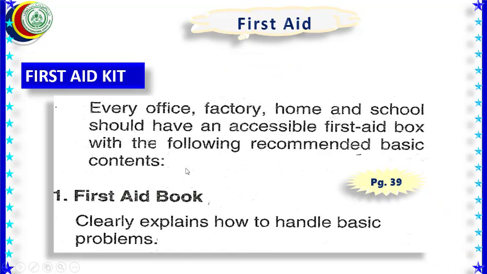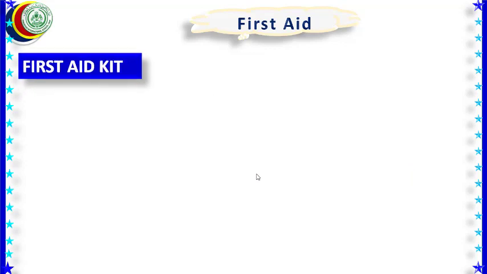Dear students, we are going to read about the first aid kit. What should be there in it? Every office, factory, home and school should have an accessible first aid box with the following recommended basic contents. First aid book should be there. It clearly explains how to handle basic problems.